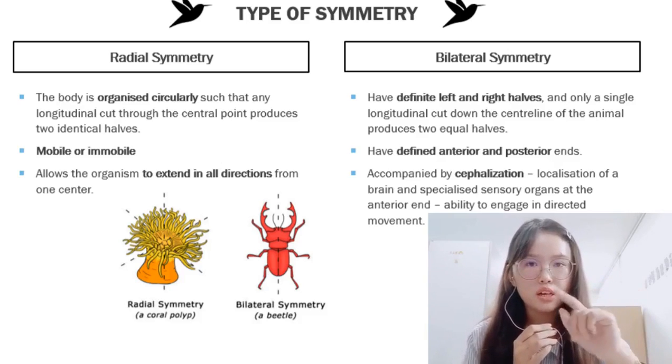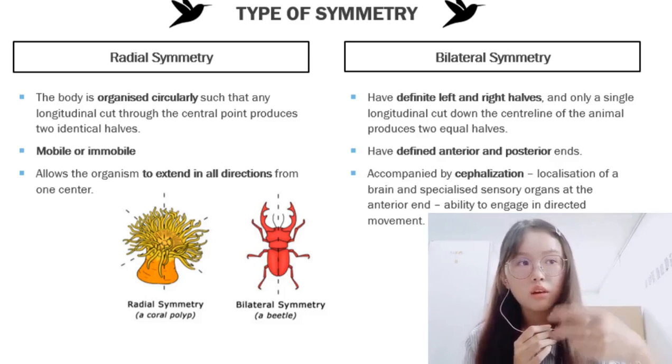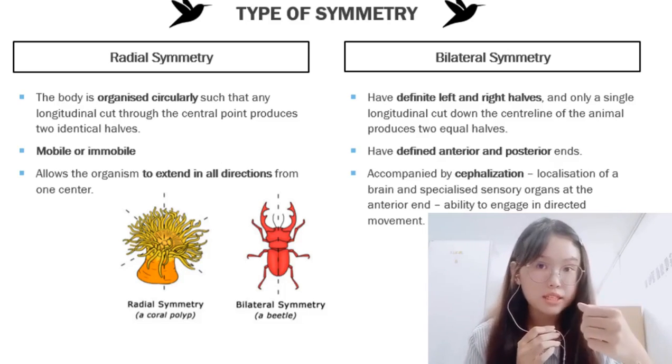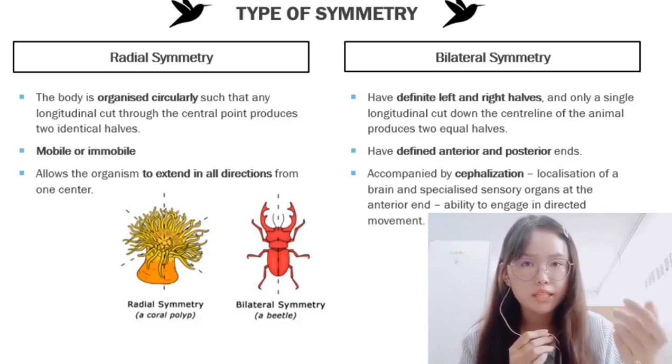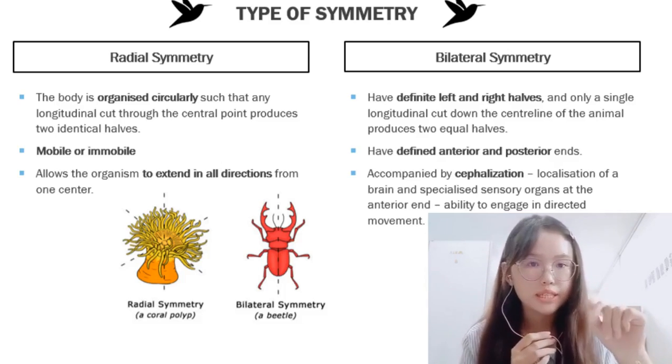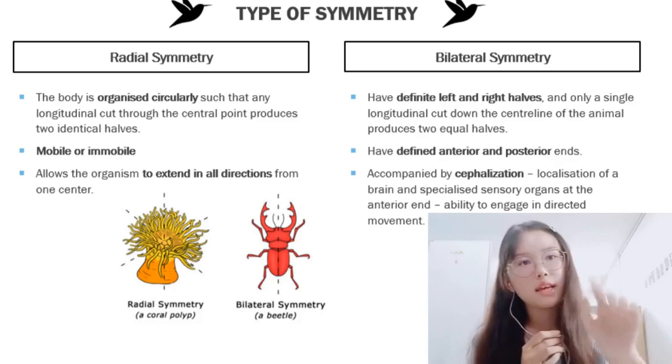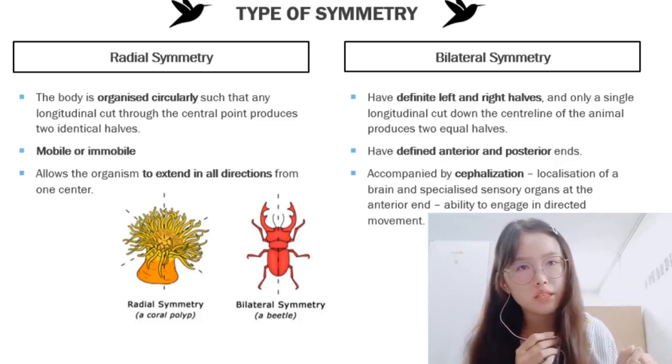So for example, take a look at this coral. It is actually a radial symmetry animal, and these types of animals are either mobile or immobile, so it depends. This symmetry will allow the organism to extend in all directions from one center. Okay, the next symmetry is bilateral symmetry.